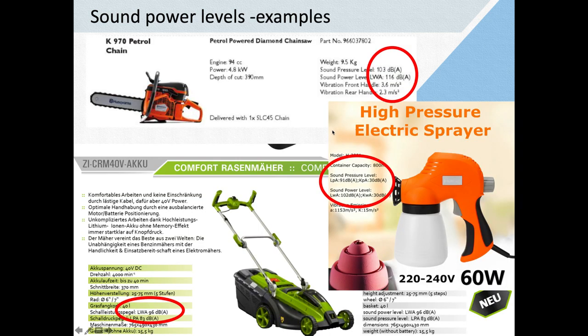I've also had a look at a couple of commercial products, just randomly. Very often they provide these numbers. For example, this chainsaw has a sound power level of 116 decibels, and the pressure level is actually 103 decibels. This mower has 96 decibels of sound pressure level, A-weighted again, and this high pressure electric sprayer has a sound pressure level of 102 decibels. Good.